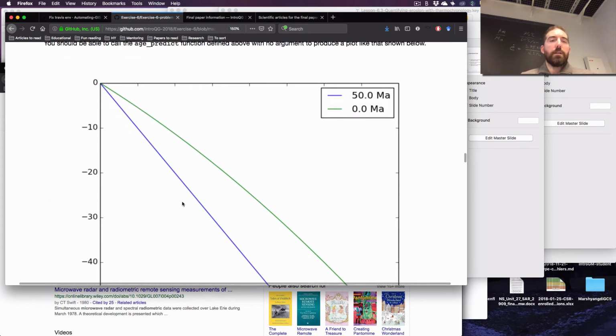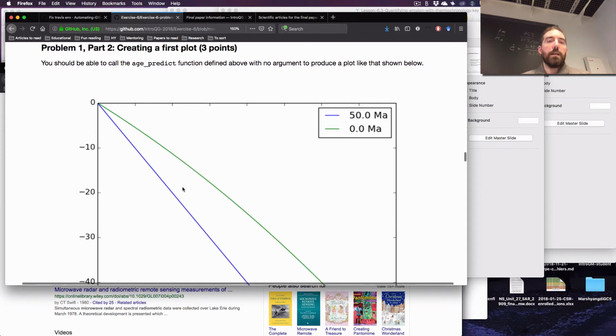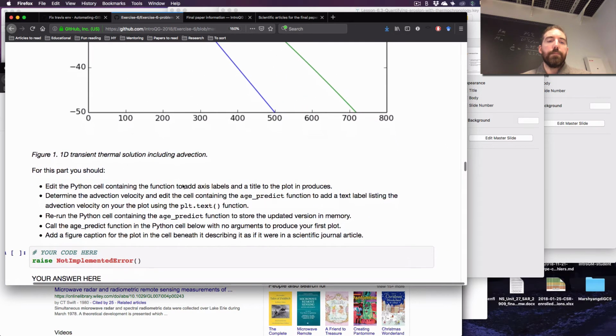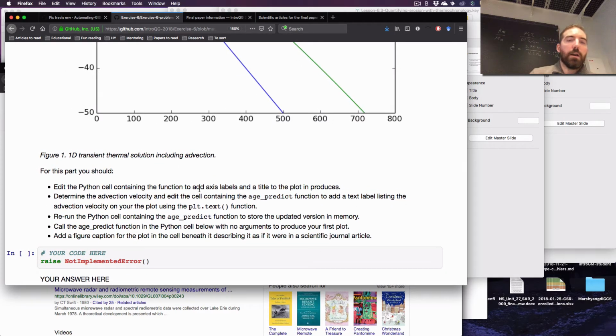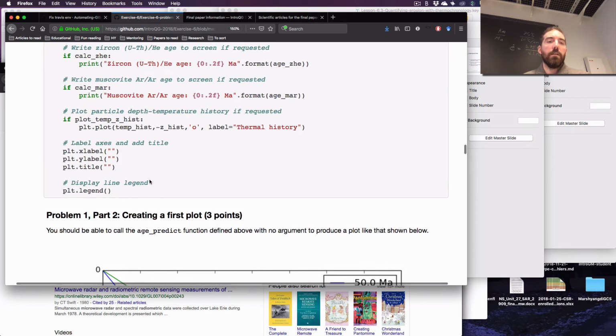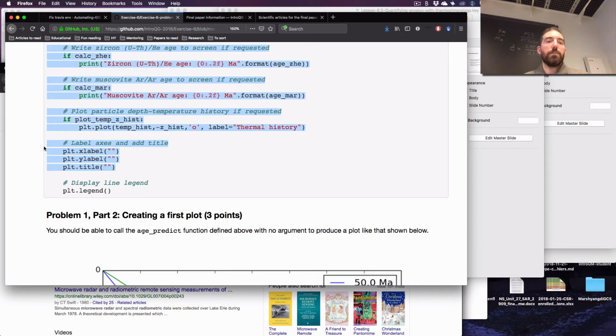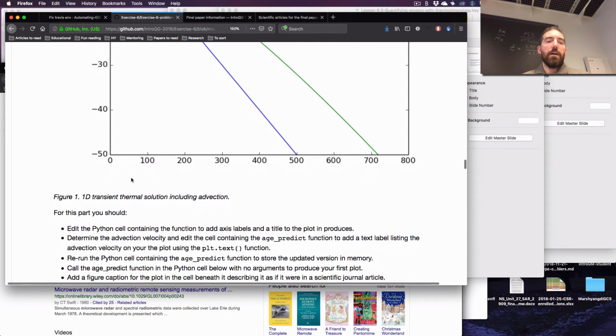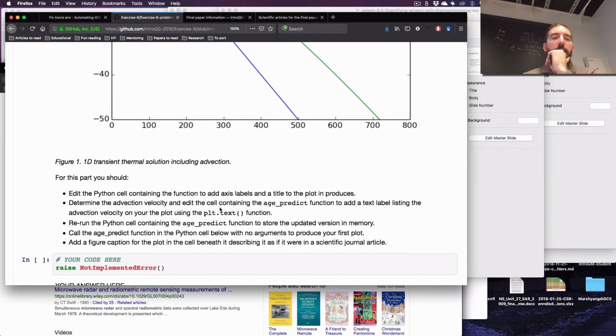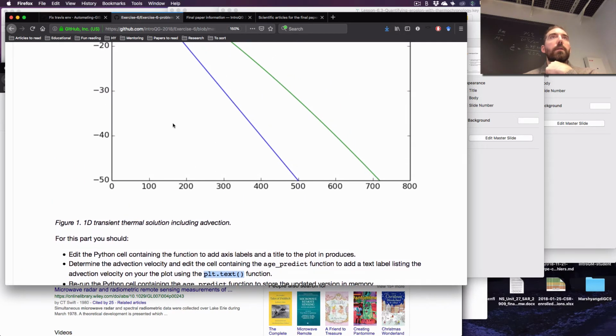For the very first part, you're basically going to produce a plot that looks like this, and it should work without any need to modify things. What I'm going to have you do in the first part is add some axis labels and add a title. That stuff is already in here, so it's literally just putting in the text for the axis labels and title. Then add the advection velocity, the rate of advection, using the plt.text function. You'll have to look in the code to find where that value is defined, and then just use plt.text to make it show up on the plot someplace.